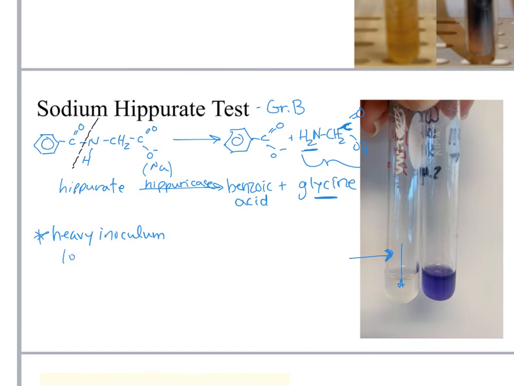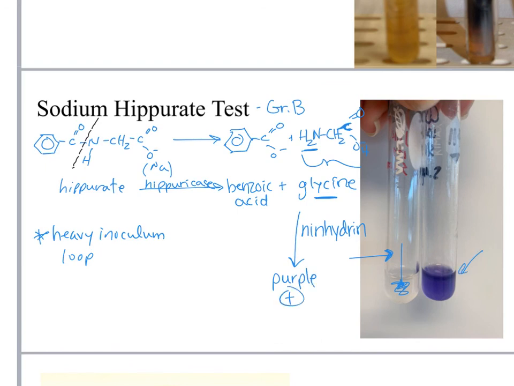So I would use your loop, but you want to get enough organism on your loop that you can see it. Once you stir it around in here, it should look a little bit cloudy. Okay, so get a nice heavy inoculum. That's important for this to turn out right. And then after incubation, you're going to add a reagent called ninhydrin. I think it's only 3 drops. Ninhydrin is going to turn purple in the presence of amino acids.